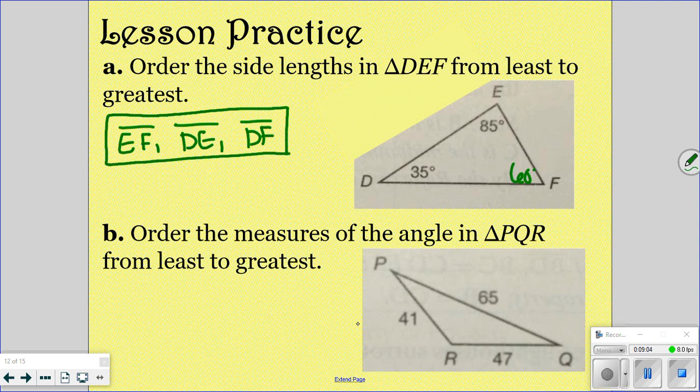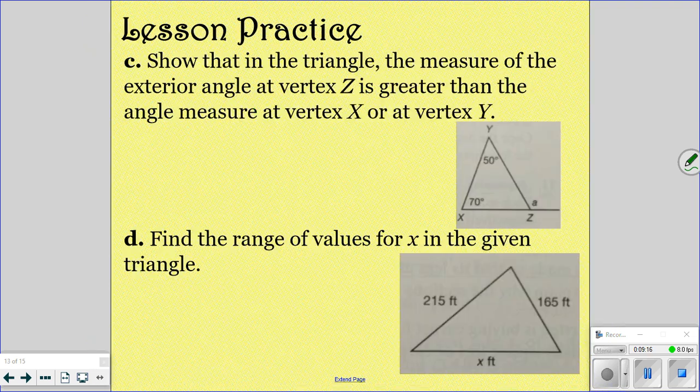For the angles, from least would be Q to P to greatest angle R. So that would be your answer for that one. Okay, let's look at these two. Let's see if y'all can do them by yourself, and then we'll go over them. So y'all pause the video real quick.